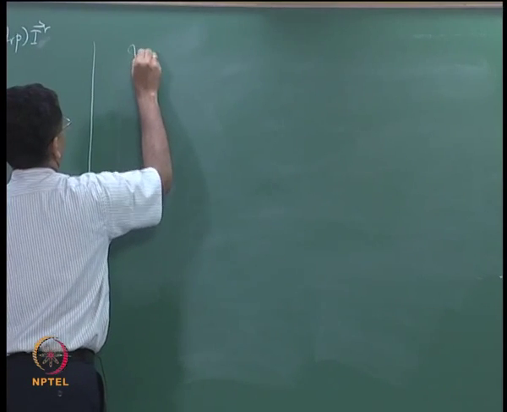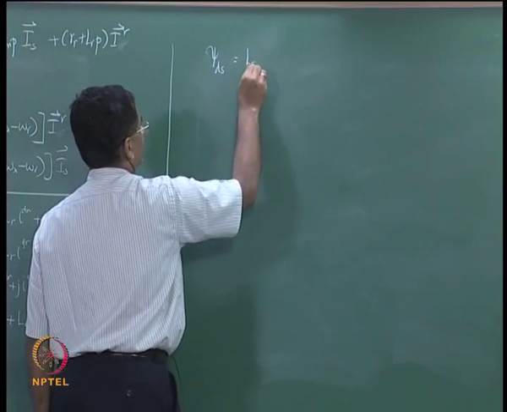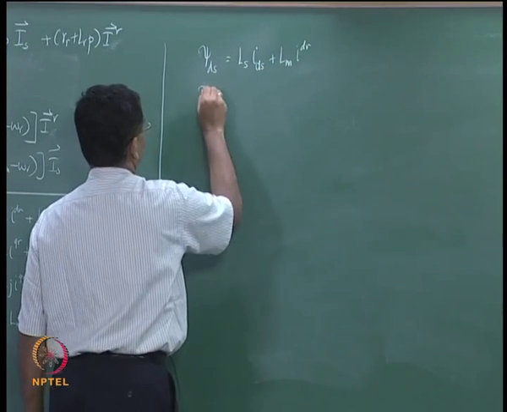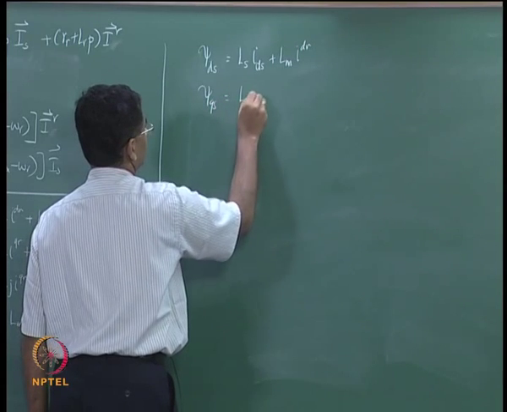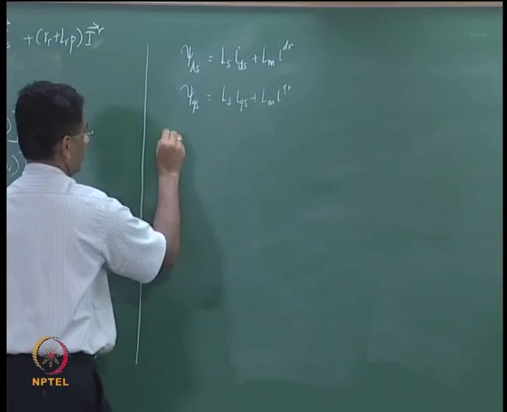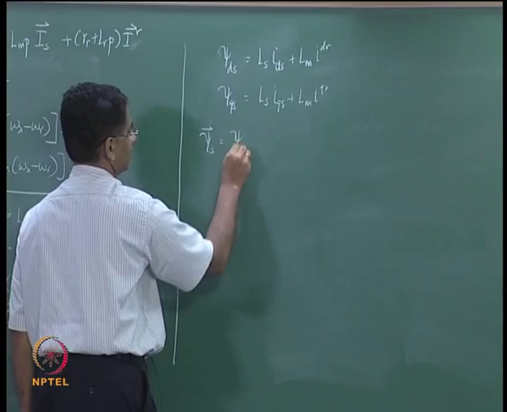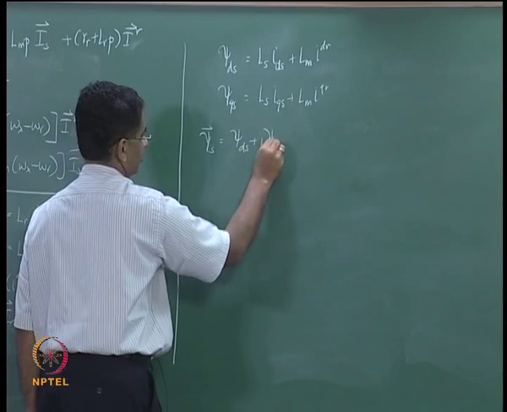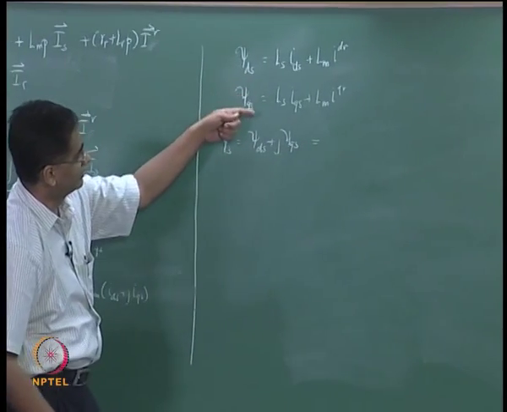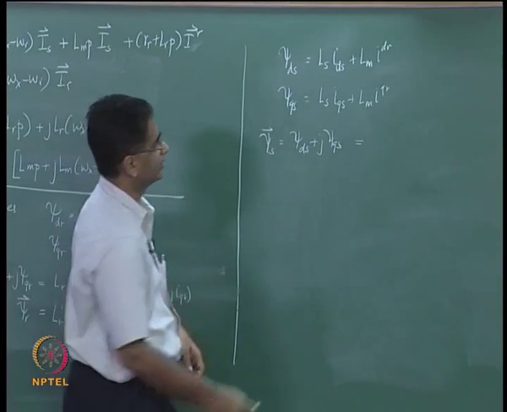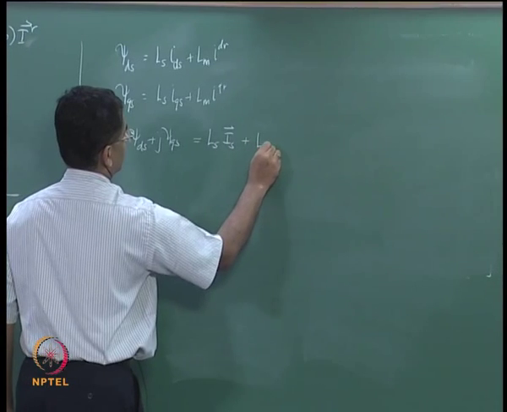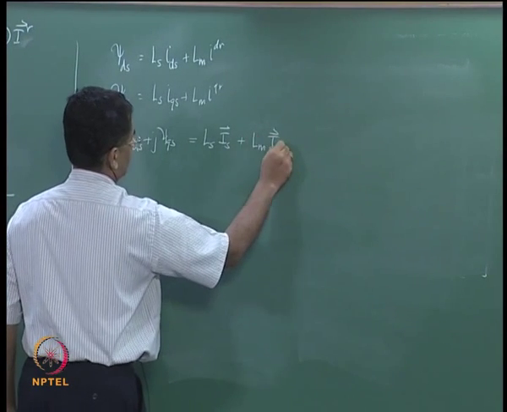So the flux linkage psi ds is written as Ls into ids plus Lm into idr. Similarly, psi qs is written as Ls into iqs plus Lm into iqr, and therefore the space vector of psi s is written as psi ds plus j times psi qs. If you look at these two equations, since you are adding j times this to the first equation, you have Ls into the space vector of Is plus Lm into the space phasor of Ir.